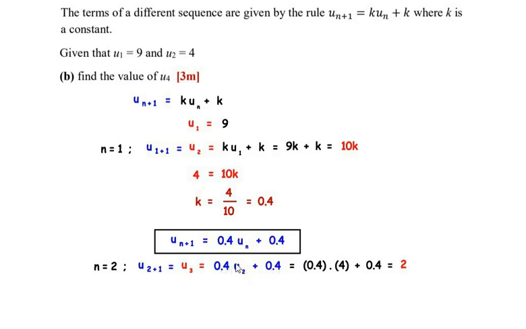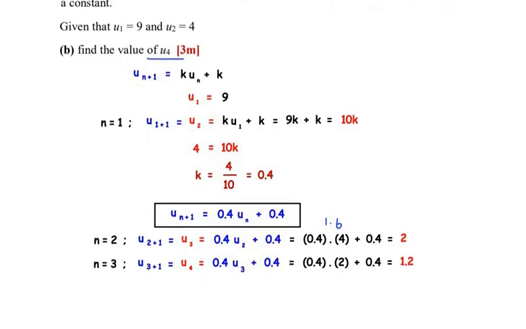Now here we have got the value of u2 as 4. So we have plugged it in, giving us 0.4 times 4 plus 0.4. Now 0.4 times 4 gives us 1.6. So 1.6 plus 0.4 is going to give us 2. Now once we have got the third term of the sequence, let us find out the fourth term of the sequence asked over here. So for that we are going to take n equal to 3. So here we get u(3+1), which is u4, equal to 0.4·u3 + 0.4.